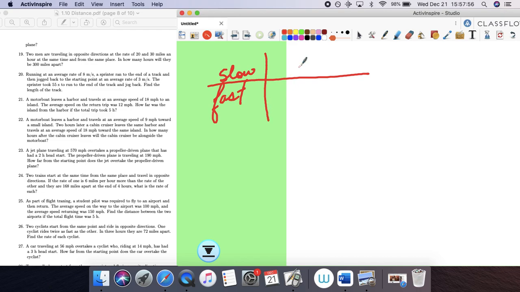All right, so the slower plane, the propeller plane, took off. It's in the air, and it's traveling at 190 miles an hour. The faster plane is traveling at 570 miles an hour. So the slower plane takes off. He's in the air 2 hours, and then the faster plane takes off. So this guy is in the air for t plus 2. The faster plane is only in the air for t.